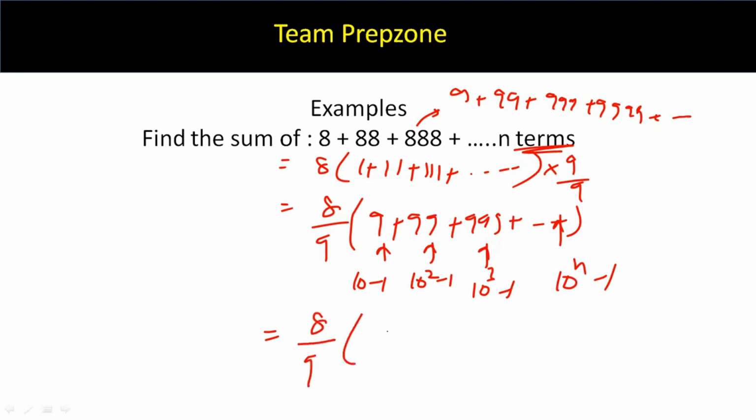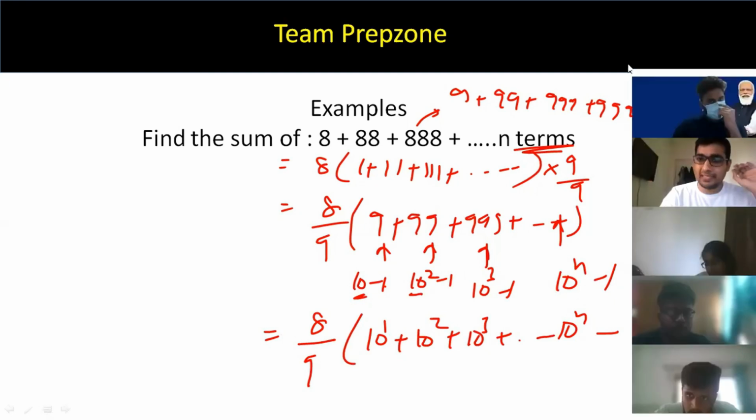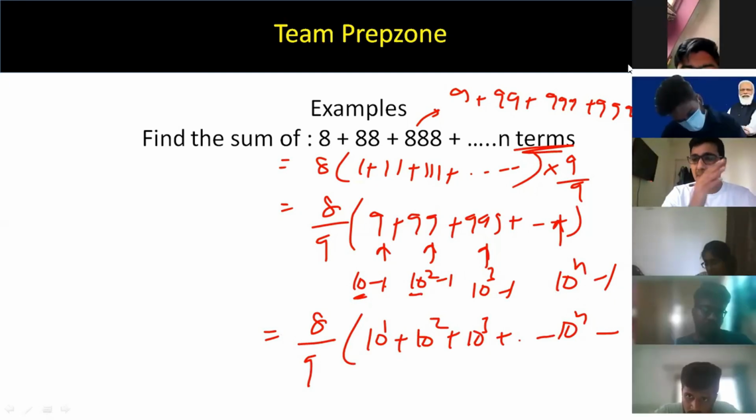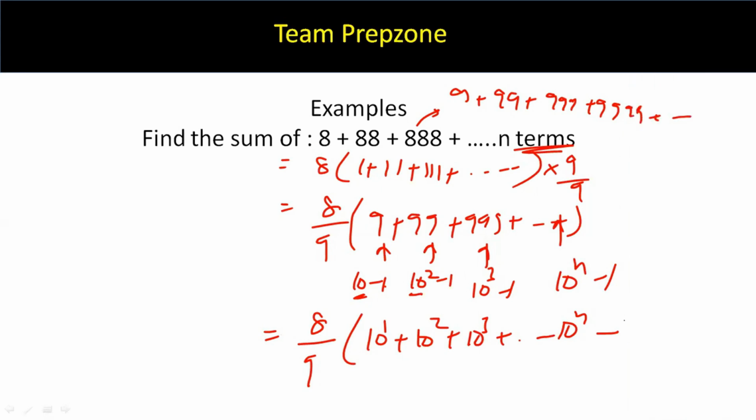So what has this become? 10 plus 10 square plus 10 cube till 10 to the power n, minus 1 minus 1 minus 1 minus 1 till n times. So if you do -1 for n times, what will you get? It will be -n. -1, -1, -1, -1 for n times will be -n. So all you have to do is just write -n here.